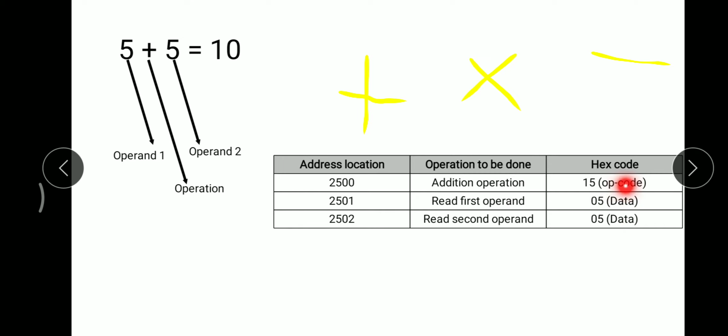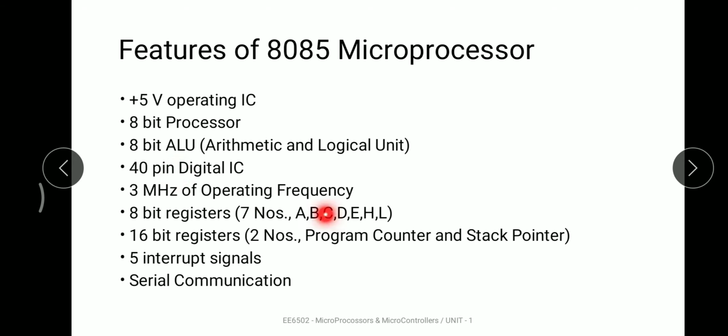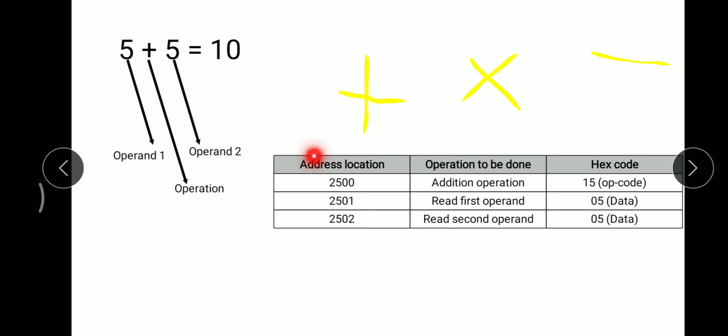Okay, so add 5 plus 5. The first word, add, is nothing but the instruction, and then 5 5. This is a simple decoding of this tabular column. Okay, so this is the actual method by which the microprocessor gets executed. Kindly note.